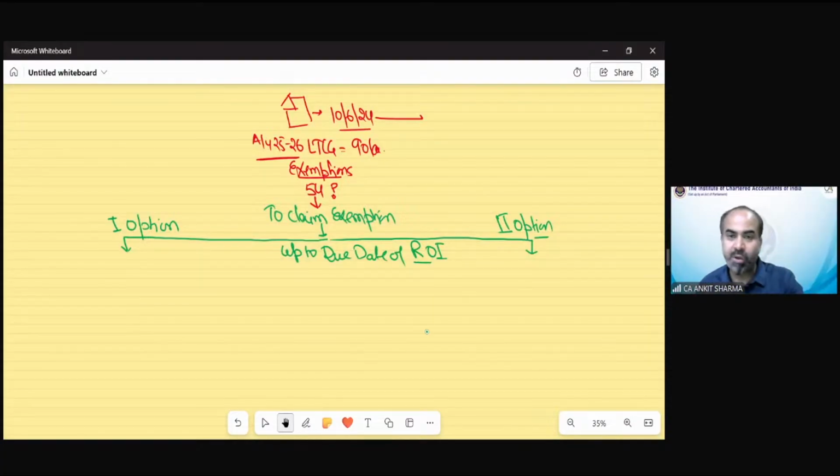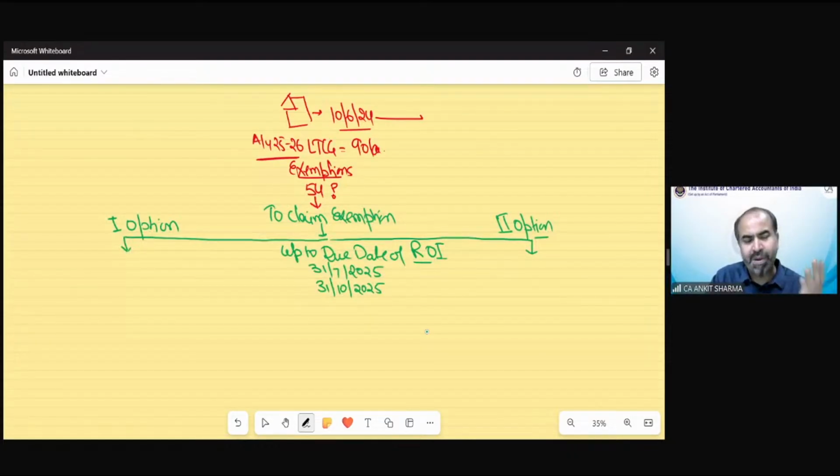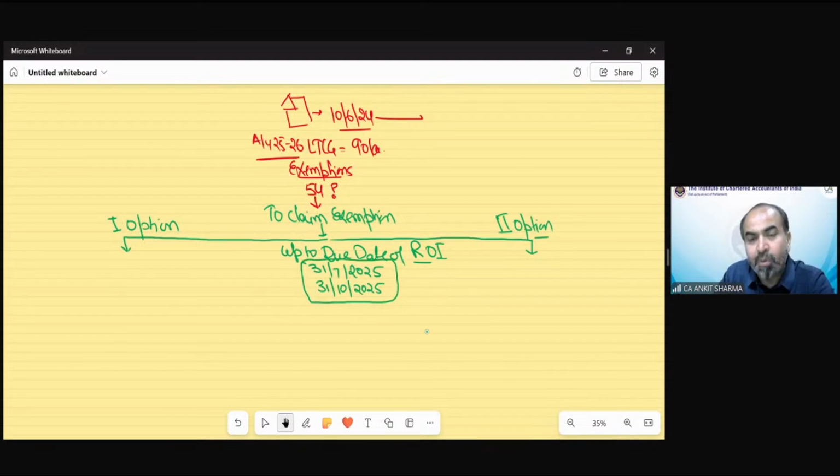So we are having a chapter also, return filing concept, in which you will read in detail the due date of returns. That would be either 31st July 2025 in some circumstances, or 31st October 2025 in some circumstances. When it would be 31st July, when it would be 31st October, etc., we are going to discuss in detail in the return filing chapter.